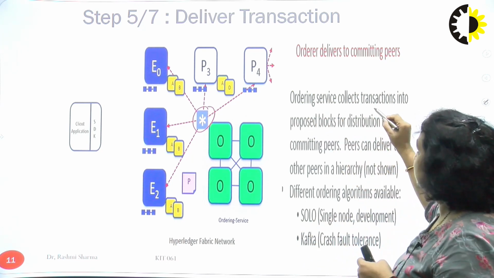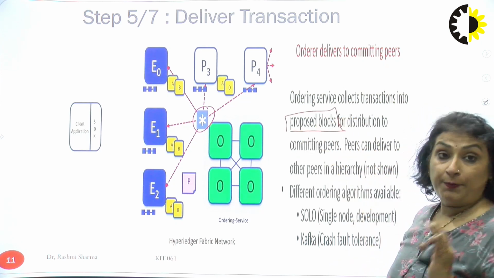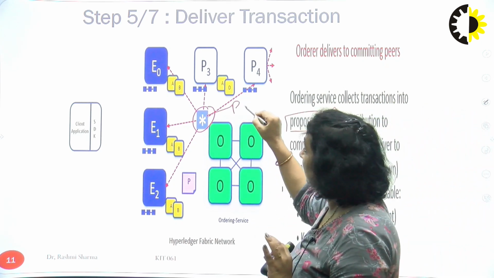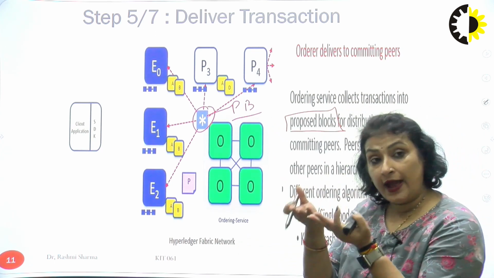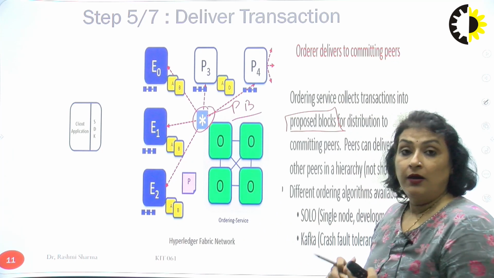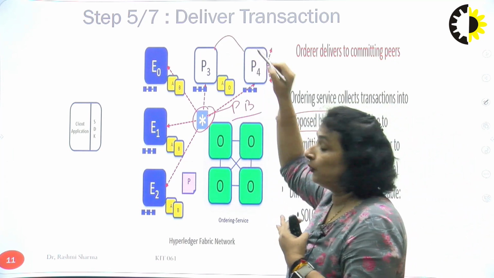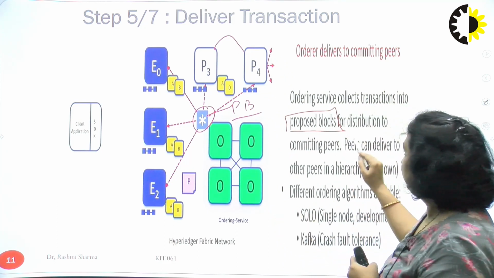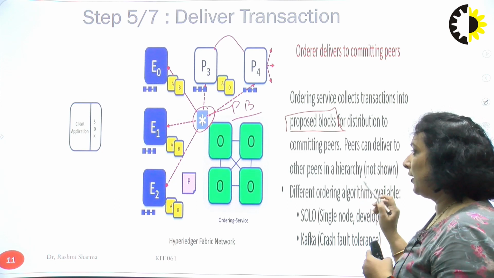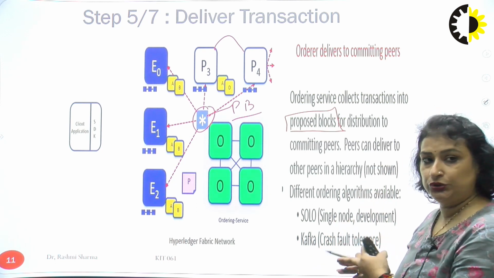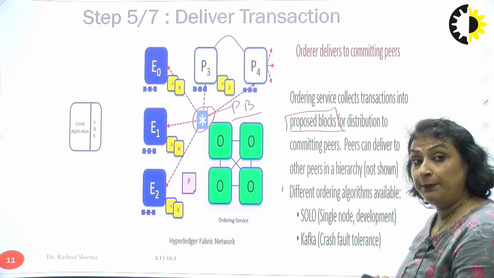So the ordering service collects transactions into the proposed block. See, this is the proposed block which I can add into this blockchain. When can I add? After being committed by these particular nodes. Okay, so for distribution to the committing peers, the peers can deliver to other peers in the hierarchy, which is not shown. So what particular ordering algorithms are being used?